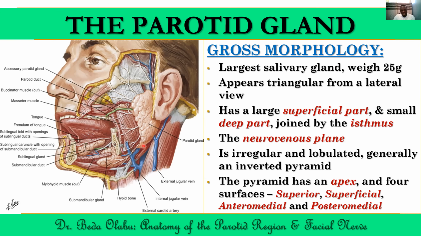This apex overhangs on some muscles, for example, the posterior belly of the digastric, as well as the sternocleidomastoid. Having mentioned that it's an inverted pyramid, we'll expect then that it has four surfaces. The superior surface is otherwise the base. Then we have the superficial surface, which you are seeing here. And then there are two medial surfaces, an anteromedial surface and a posteromedial surface. So those are the surfaces of the parotid gland.